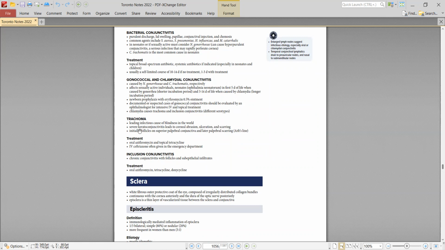Severe keratoconjunctivitis. In conjunctivitis there is only redness of the conjunctiva, but in trachoma there is keratoconjunctivitis. That means the white part, the conjunctiva, and the cornea, the black part, are also severely infected and inflamed. That leads to corneal abrasion, ulceration, scarring. So how will you treat this? Oral azithromycin plus topical tetracycline.